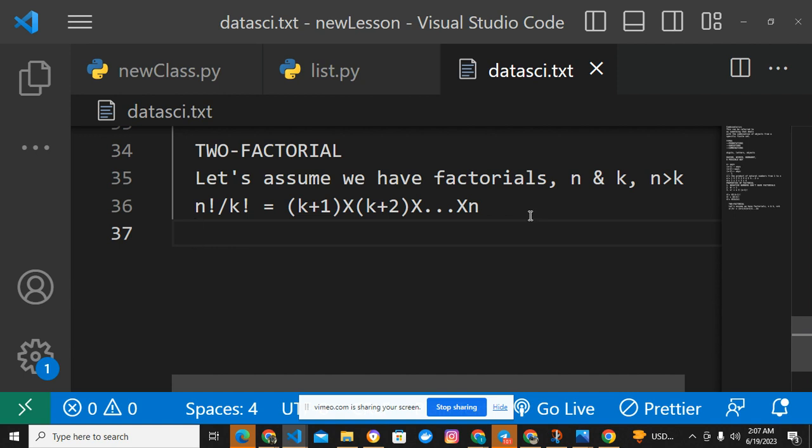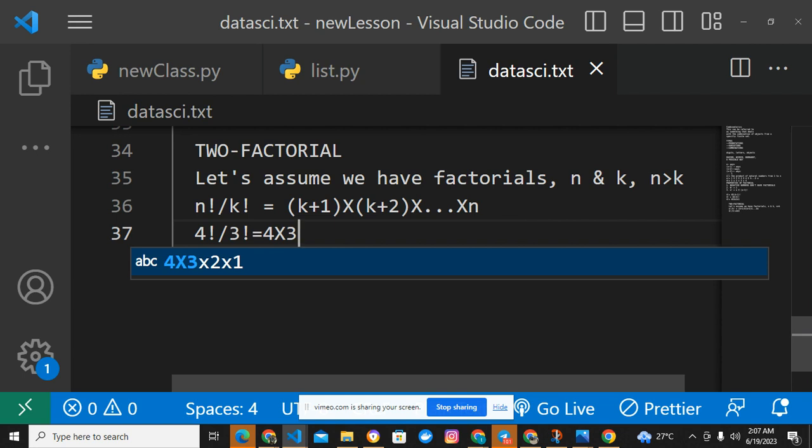Let's assume n is 4, so we are going to have 4 factorial. And because n is greater than k, let's assume k is 3, so we have 3 factorial. Let's now put it in raw form, as we know how to solve factorial ab initio. 4 factorial will be 4 times 3 times 2 times 1, divided by, what is 3 factorial?